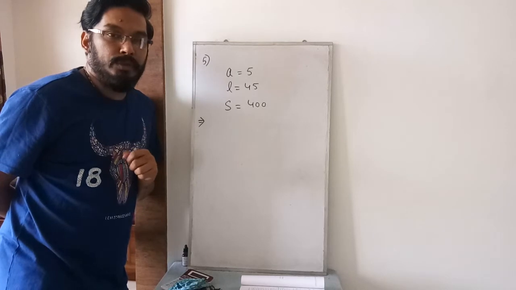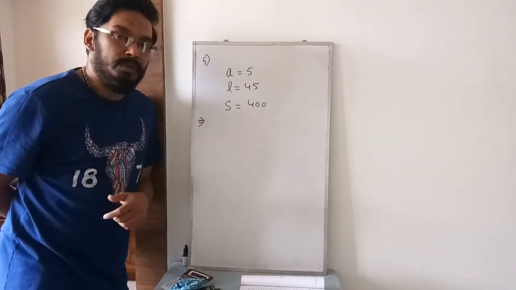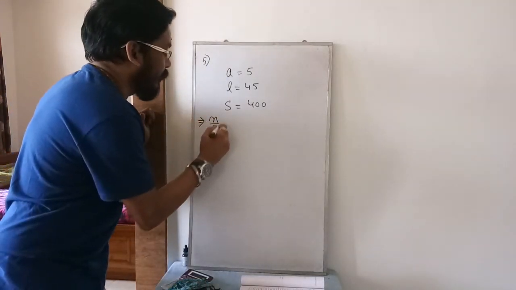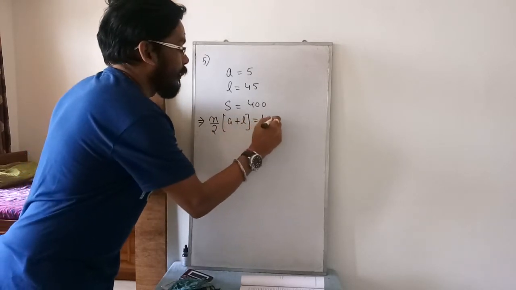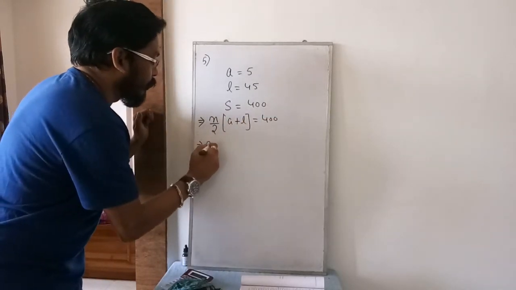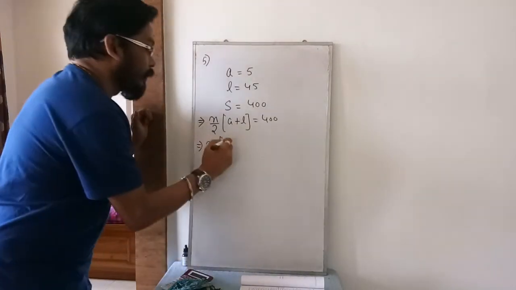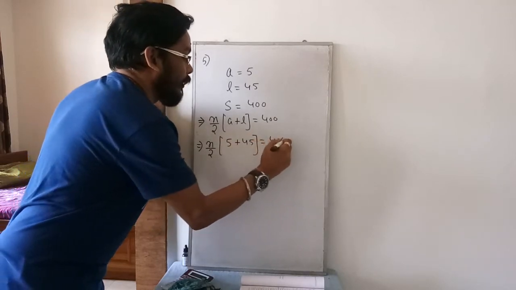One is n by 2 times 2a plus n minus 1 into d, and the other is n by 2 into a plus l. So here I will use the shortcut one, n by 2 into a plus l equal to 400. The n value is not known. You have to find the value of n. The a value here is 5 and l is 45, equal to 400.